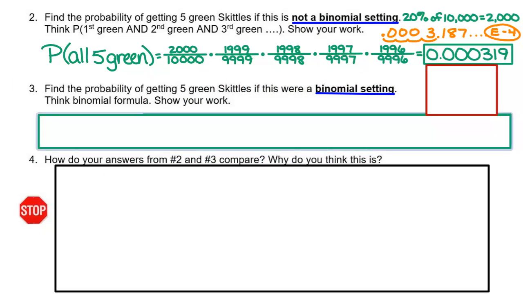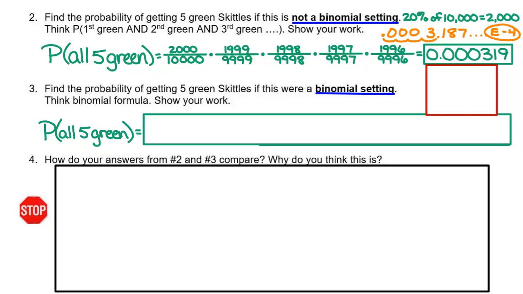All right, number 3. I want you to find the probability. We know it's not a binomial setting, but I want you to calculate the probability as if this were a binomial setting. So I want to know the probability that all 5 are green. What does my notation need to start with as far as how I'm going to write this out in formula form? How many trials did we have? 5. How many successes do we want? 5. So right after the equal sign here, what do I need?